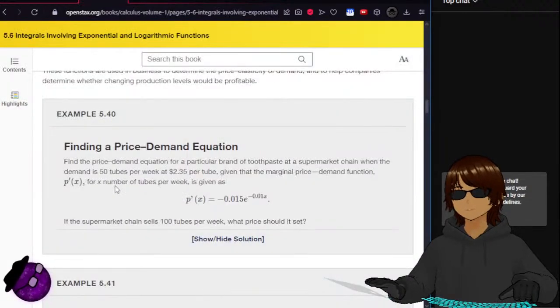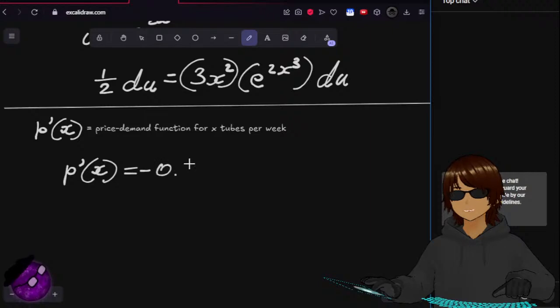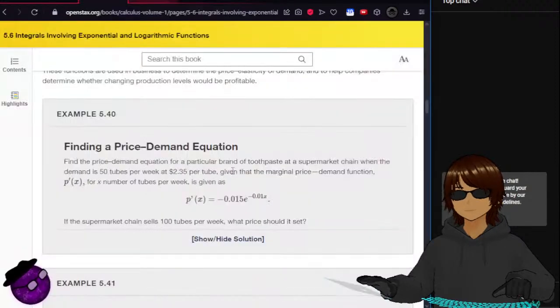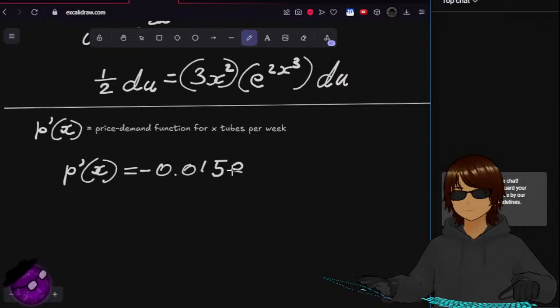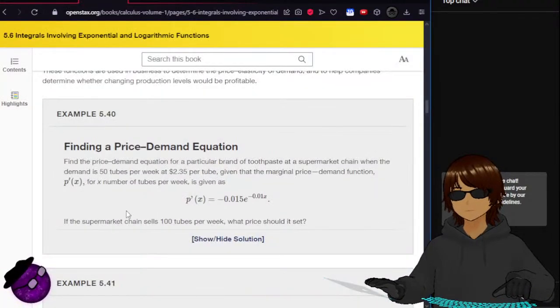I'm not sure what I'm trying to find, but the equation for price demand is this. 0.01x, minus, right? Find the price demand equation for a particular brand of toothpaste at a supermarket chain when the demand is 50 tubes per week.